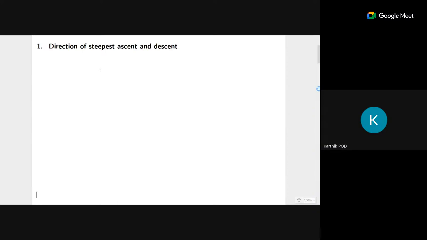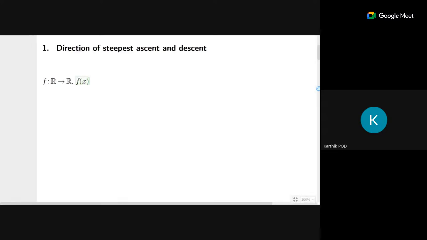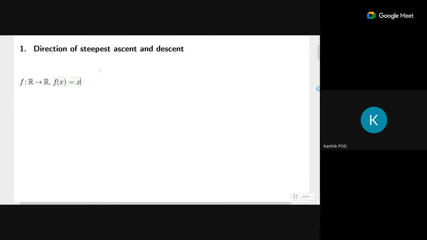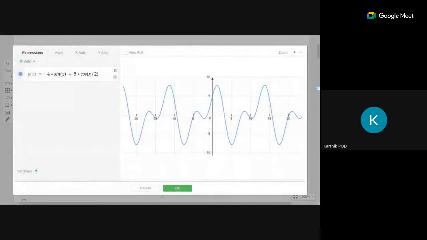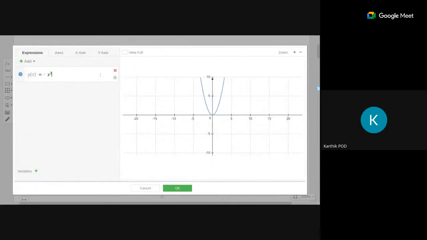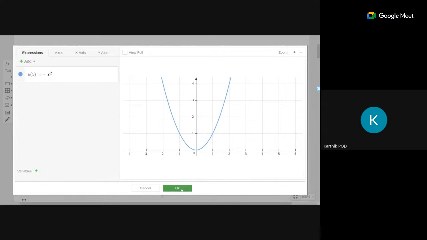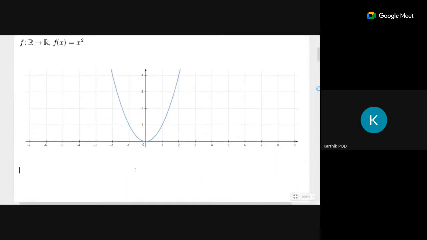Right, so there is this idea of when a function is increasing or decreasing. Let's take a familiar function from R to R, where f is given by f of x equal to x square. We'll plot x square and ask the following question. f of x equal to x square looks something like this, and consider the point x equal to 1.